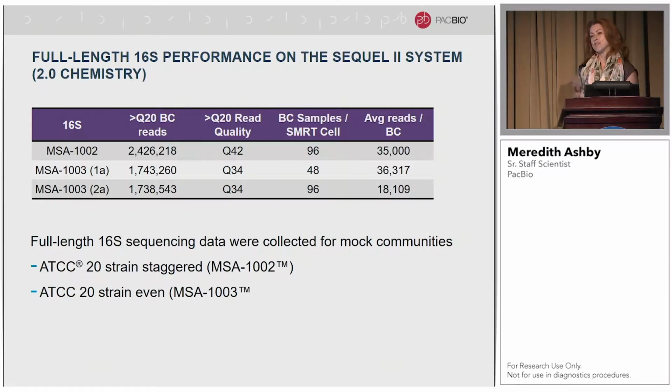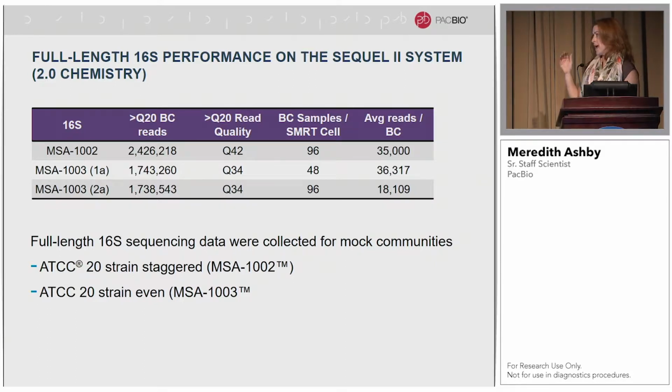So speaking first to the 16S method, here's some proof of concept data that we did in-house looking at mock communities. We use 2 different mock communities. One is staggered, so the 1002 sample, and the other is an even sample. And we multiplex those very highly, either 48 or 96 plex, and got a whole lot of reads for every one of those barcodes.